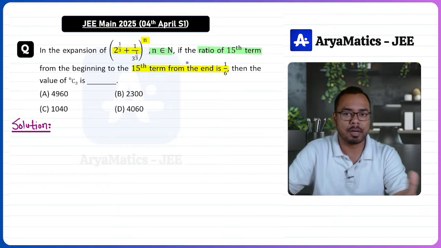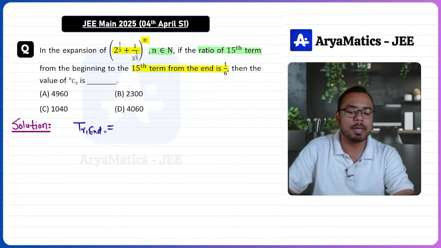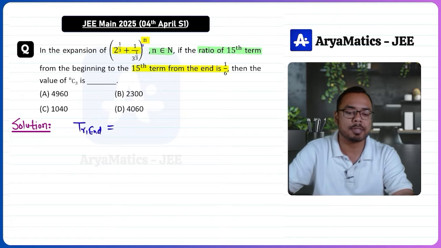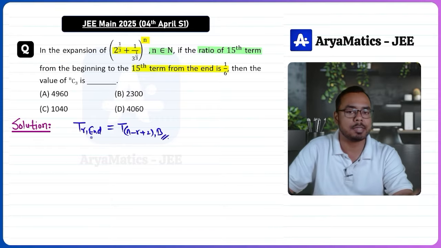If I need a particular term from the end in a binomial expansion, there are two ways of finding that. One general method is that if I need the rth term from the end in the binomial expansion of (a + b)^n, the total number of terms will be n + 1. So the rth term from the end will be the (n - r + 2)th term from the beginning. This is the general method.